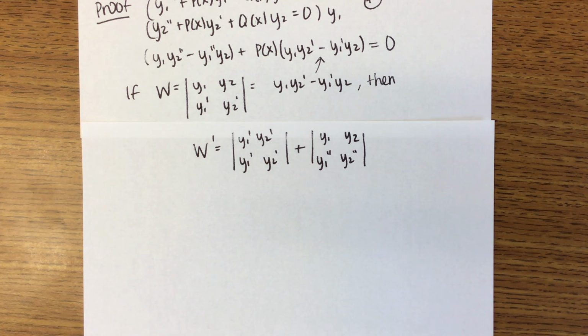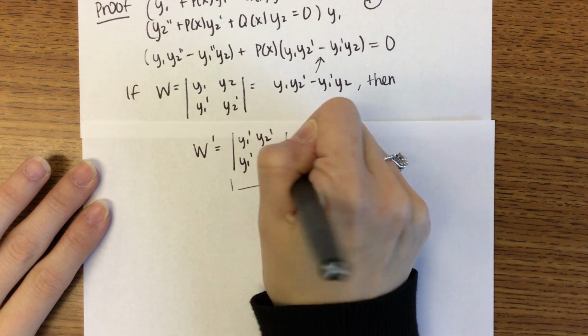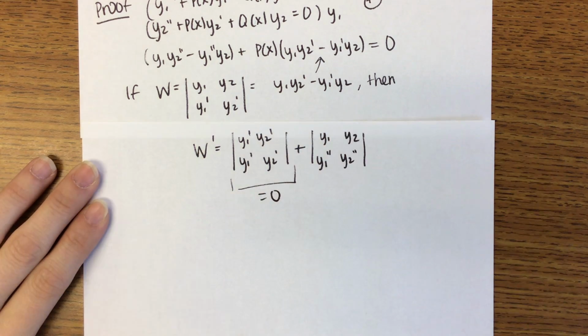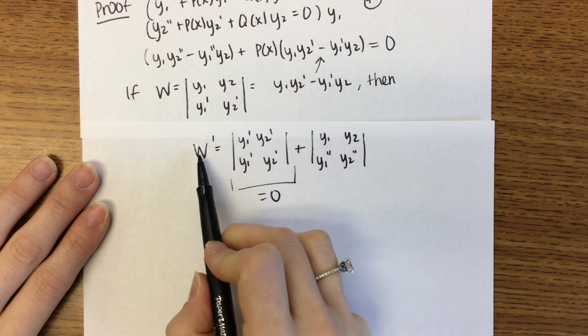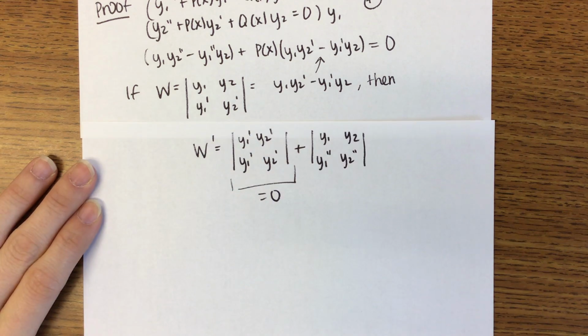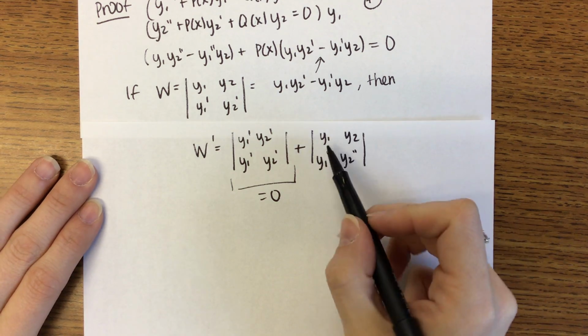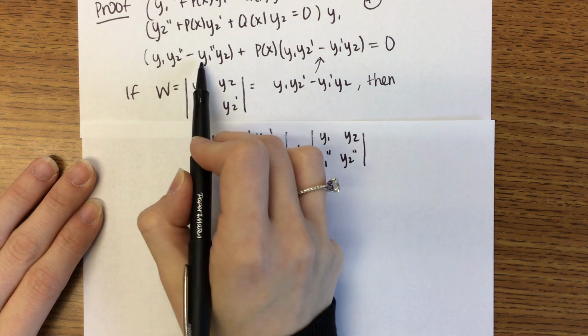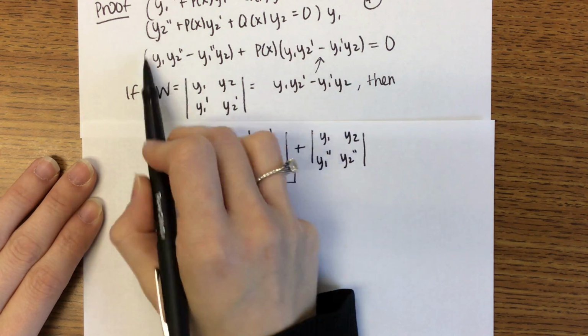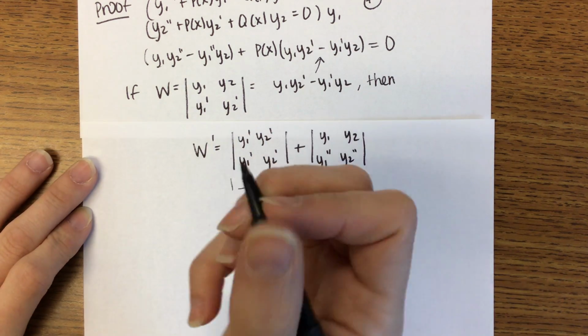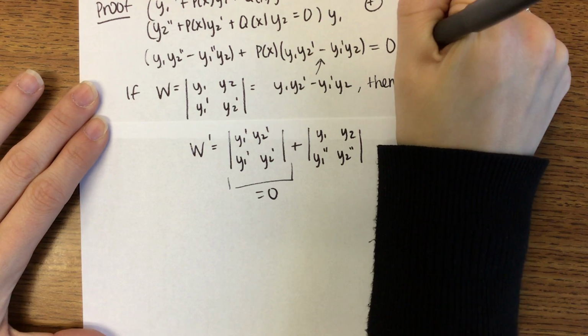Okay. This, you should be able to tell, is just 0. So really the derivative of the Wronskian is this determinant right here, which you should notice, if you find that determinant, it's this. So now if we go back to this equation we have, I'm going to star this.